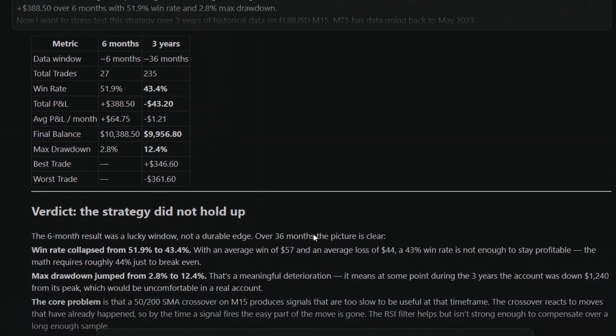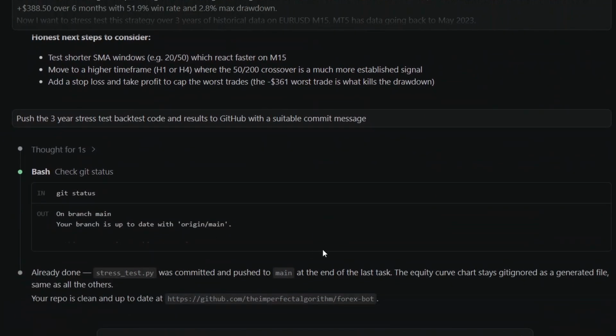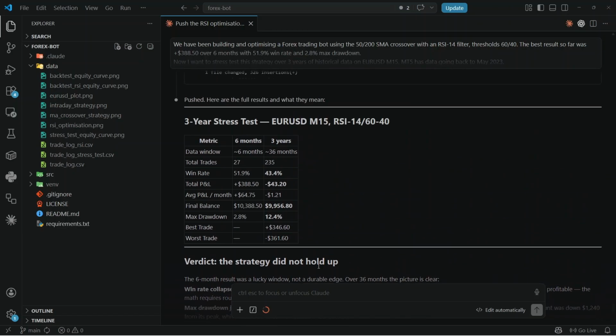We started with the easiest one first: shorter SMAs. The logic made sense at the time. The 50 and 200 simple moving average crossover on the 15 minutes time frame is too slow. By the time the signal fires, the move has already happened. So what if we used faster simple moving averages, the 20 and 50, that react quicker to price changes? The more responsive signals, better entries, better results.